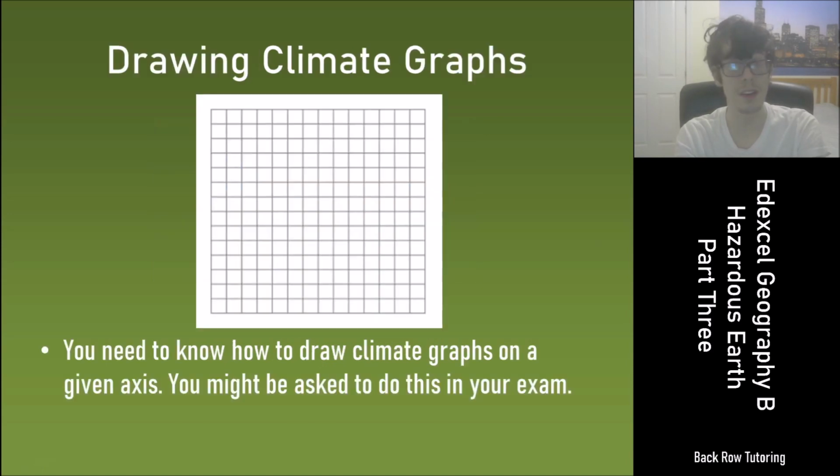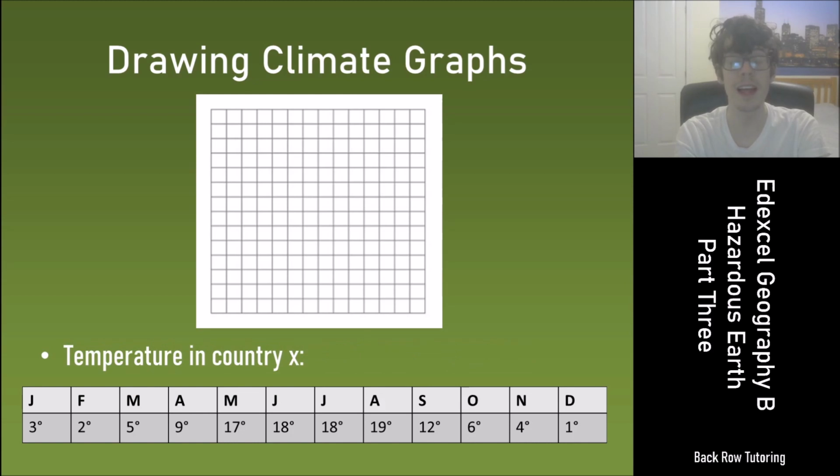You also need to know how to draw climate graphs as well as interpret them. This might be something that you're asked to do in your exam. So, for country X, we have this table here which describes its average temperature. So J means January, F means February, and so on all the way until December.